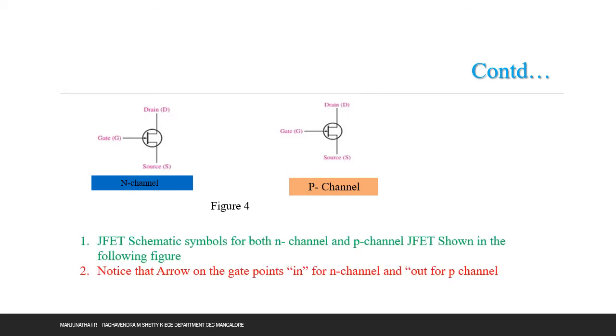JFET schematic symbols for both N channel and P channel JFET are shown in the figure. From figure 4, notice that the arrow on the gate points in for N channel and out for P channel.